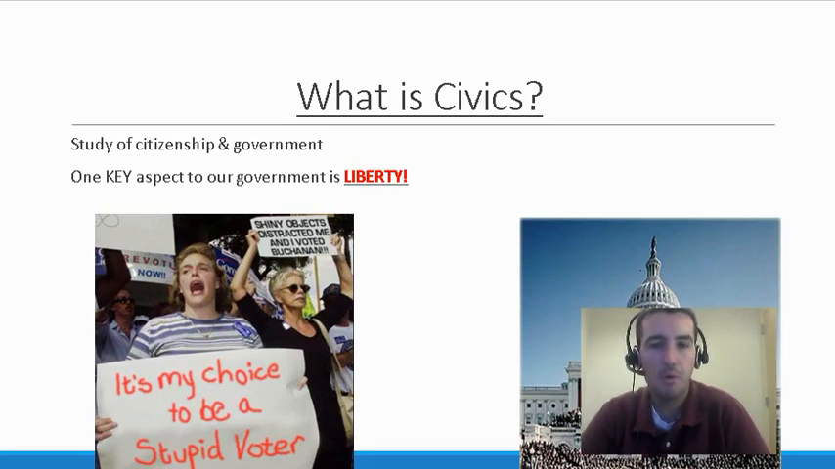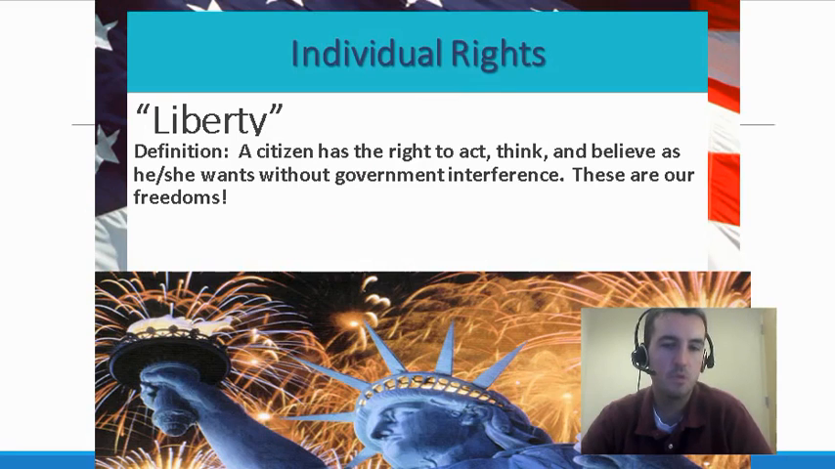And one of the most important parts about that relationship is liberty. So what is it? Liberty is kind of a fancy way of saying freedom. Liberty deals with our individual rights, the things that we have that shouldn't be taken away from us as human beings. I'll read the definition to you. A citizen has the right to act, think, and believe as he or she wants without government interference. These are our freedoms. These are the things we can do and the government can't take away from us.